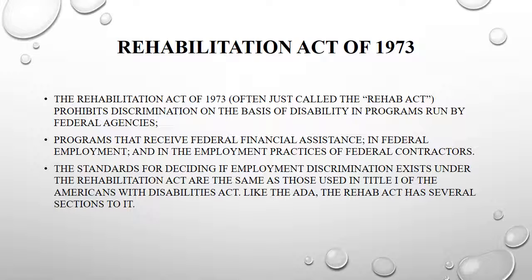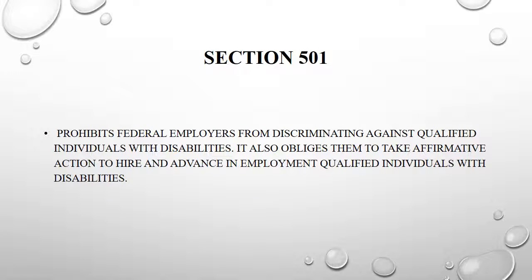Like the ADA, the Rehab Act has several sections to it. Section 501. Section 501 prohibits federal employers from discriminating against qualified individuals with disabilities. It also obliges them to take affirmative action to hire and advance in employment qualified individuals with disabilities.